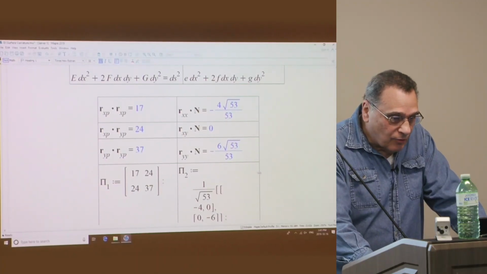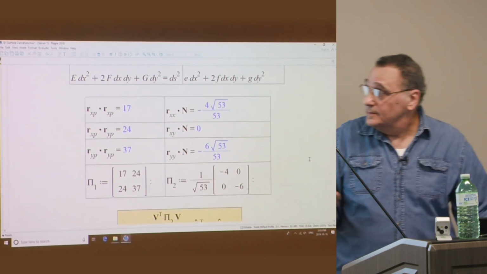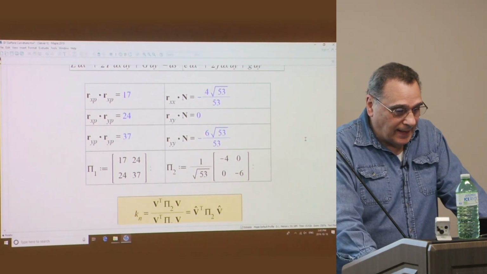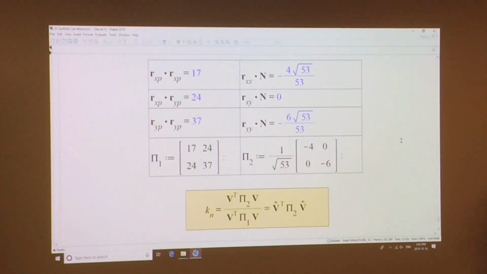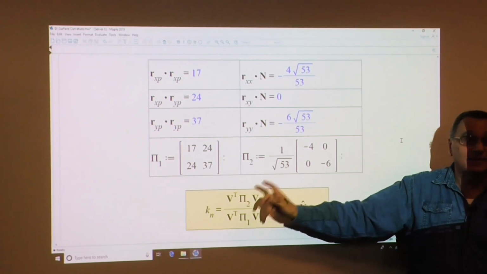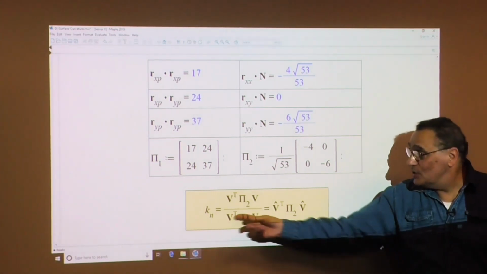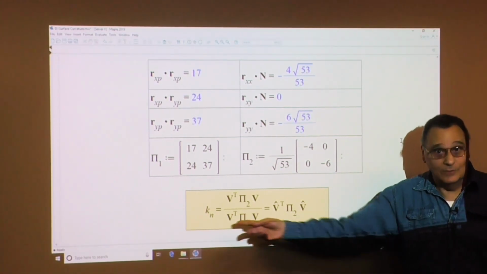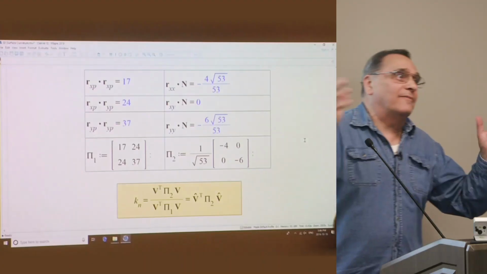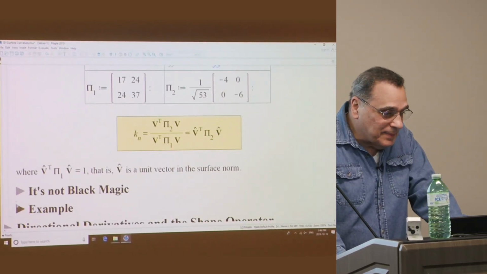numbers arrayed in a 2 by 2 matrix. And then you come across this formula that says the normal curvature is this quadratic form divided by that quadratic form. And if this thing is a unit vector in the surface, then you only have to look at the top. A whole new avenue of exploration to look at. But it's not black magic.